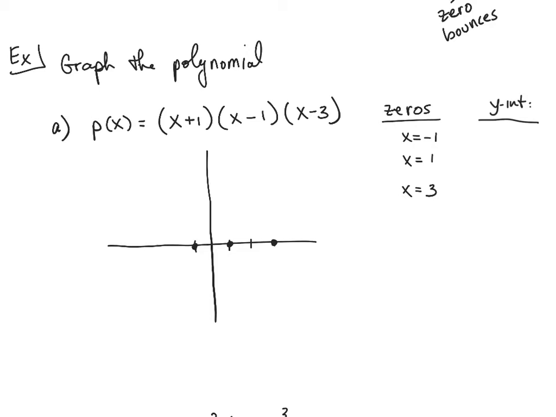So if I put a 0 in for this x right here, I would have 0 plus 1, which is 1. If I put in a 0 here for this x, I'd have 0 minus 1, which is -1. And then if I put in a 0 right here for this x, then I'd have 0 minus 3, which is negative 3. So 1 times negative 1 times negative 3 is 3. So the y-intercept is the point (0, 3).